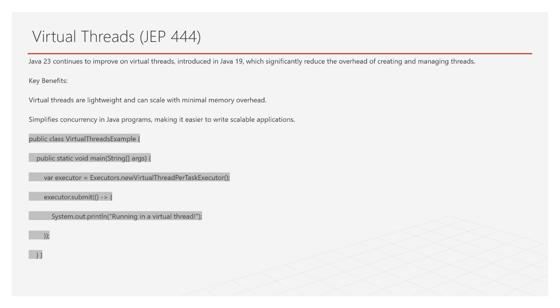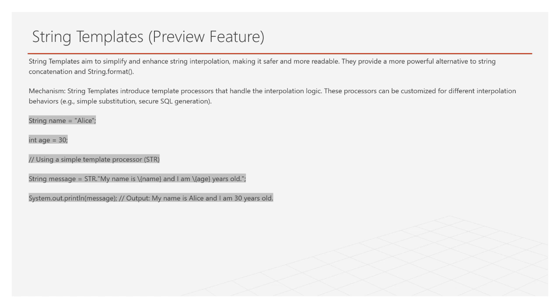Now if you look at this code, we have a new virtual thread executor, and then you are going to submit a task inside it. So that's how we are going to make use of the virtual thread capability.